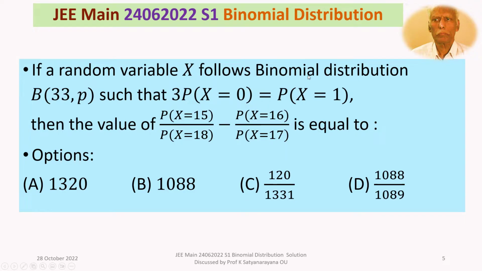We are given a random variable capital X, and it is given that X follows the binomial distribution B(33, P). That means it's a binomial distribution with 33 trials, and P stands for the probability of success, such that 3 times probability of X equal to 0 is equal to probability of X equal to 1. Then we have to find probability of X equal to 15 by probability of X equal to 18 minus probability of X equal to 16 by probability of X equal to 17.